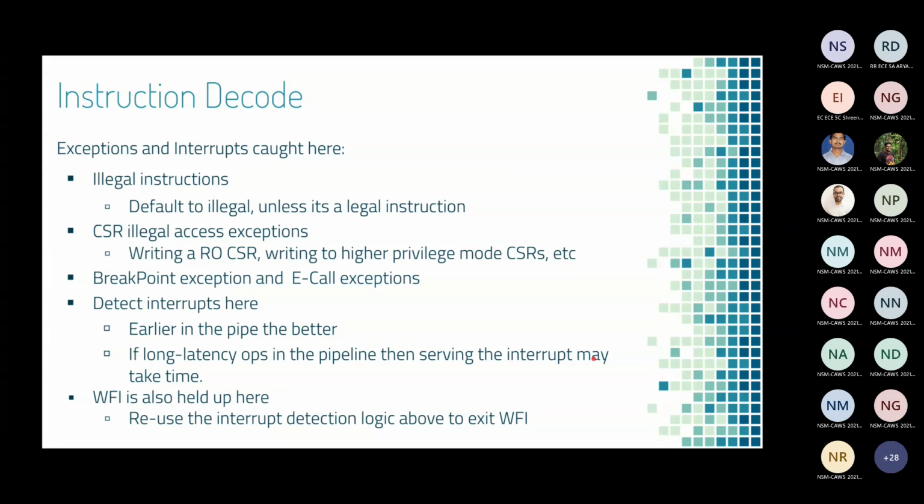Interrupts are also detected in the decode stage. You check for any external timer or software interrupts that are generated in the system. And from here on itself, you can sort of tag an instruction as an interrupt and move forward instead of detecting them in the write back stage.